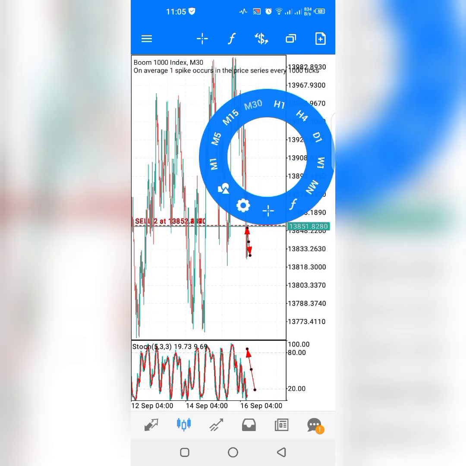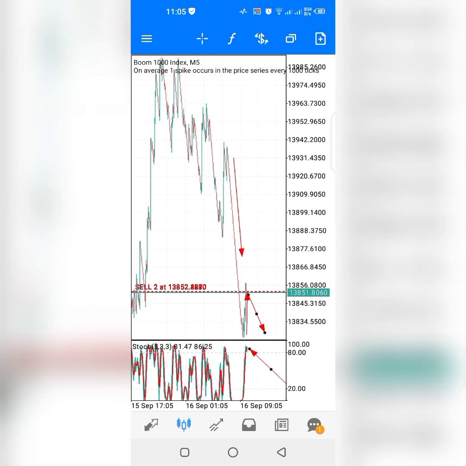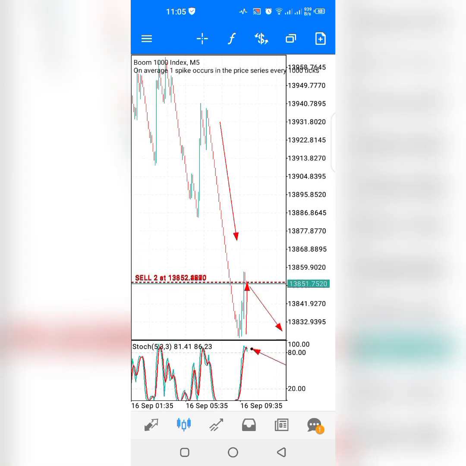Now your account balance will determine the time frame that you're going to use. Now if your account balance is very small, don't use it. Now when you're using a bigger time frame, the time frame will eat up your funds if there should be any smaller spike.